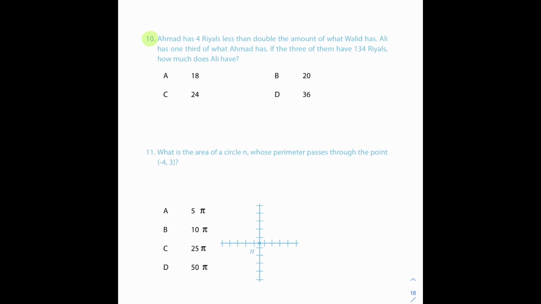Ahmed has 4 riyals less than double the amount of what Walid has, and Ali has 1/3 of what Ahmed has. If the three of them have 134 riyals, how much does Ali have?